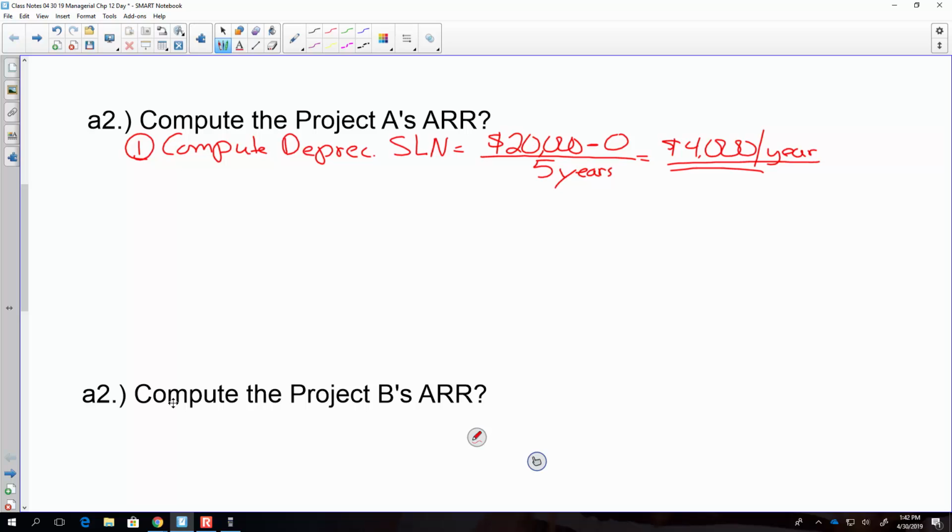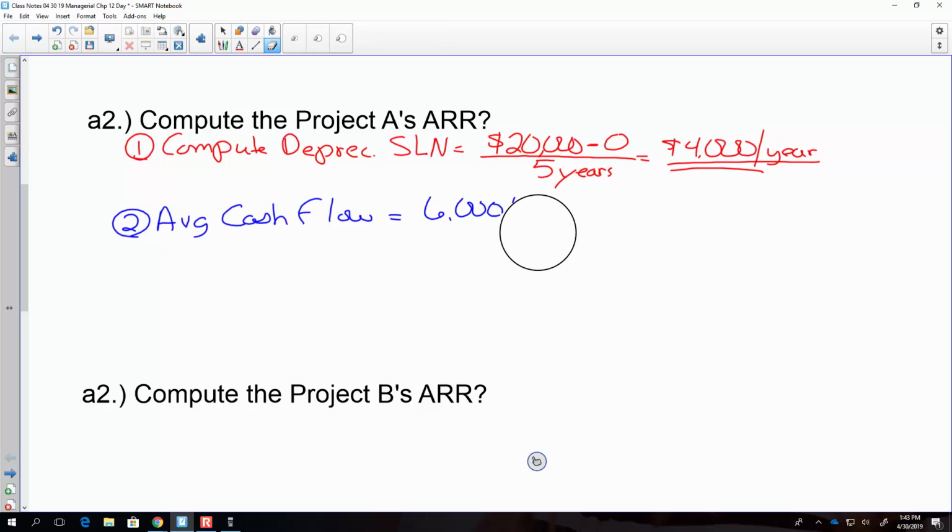After that, the book then has us subtract the $4,000 off of each cash flow. But I think it's easier if we just simply take an average of the cash flows, and we do that by taking the totals 6, 8, 10, 10, 10. So these are the cash flows. I'm going to add them together and get an average.